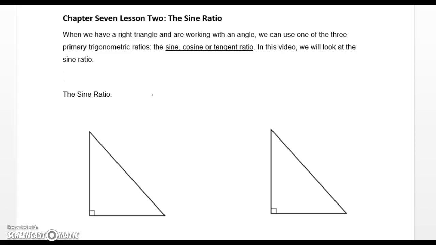In this video, we're looking at lesson 2 from chapter 7, which is talking about the sine ratio. So when we have a right triangle and we're working with an angle, we can use one of the three primary trigonometric ratios, the sine, cosine, or tangent ratio. In this video, we're going to specifically look at the sine ratio.